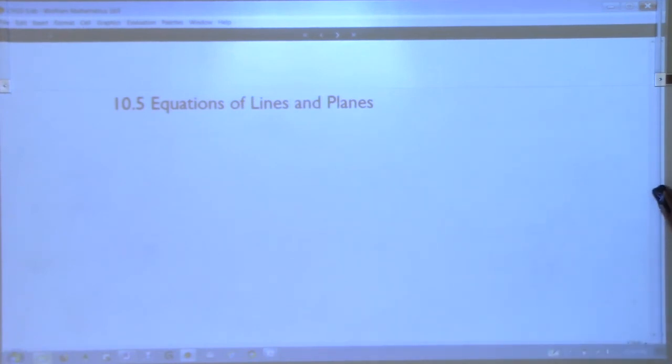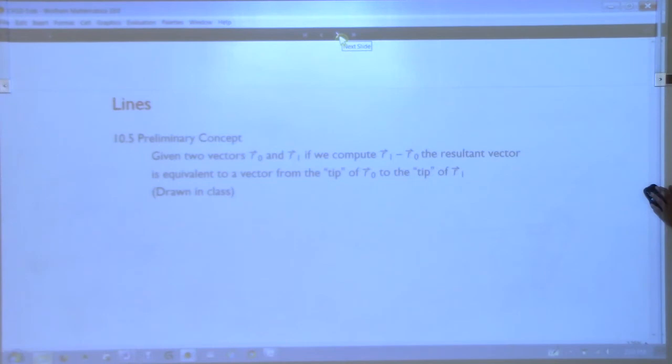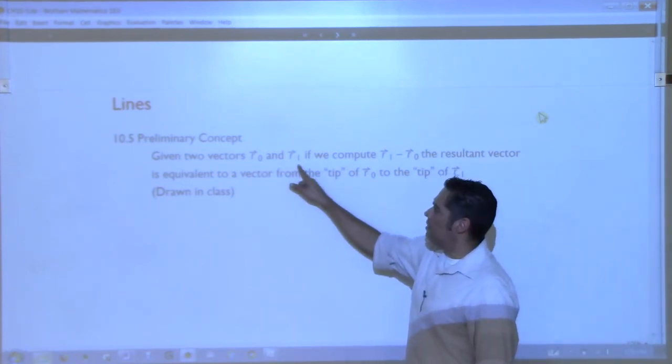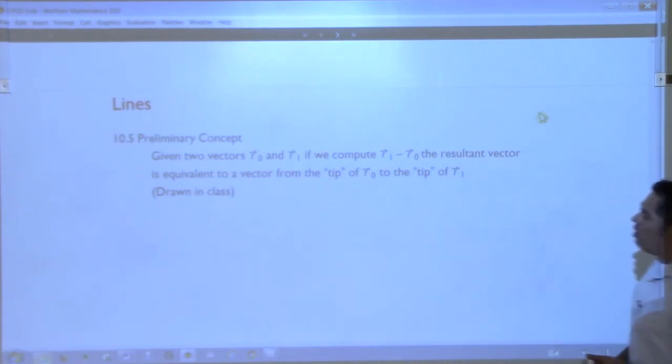Equations of lines and planes. All right, so we got to get something clarified first before I can proceed with this. If I give you two vectors, I'm going to call them R0 and R1. If we compute R1 minus R0, the resultant vector is equivalent to the vector from the tip of R0 to the tip of R1. Okay, what?